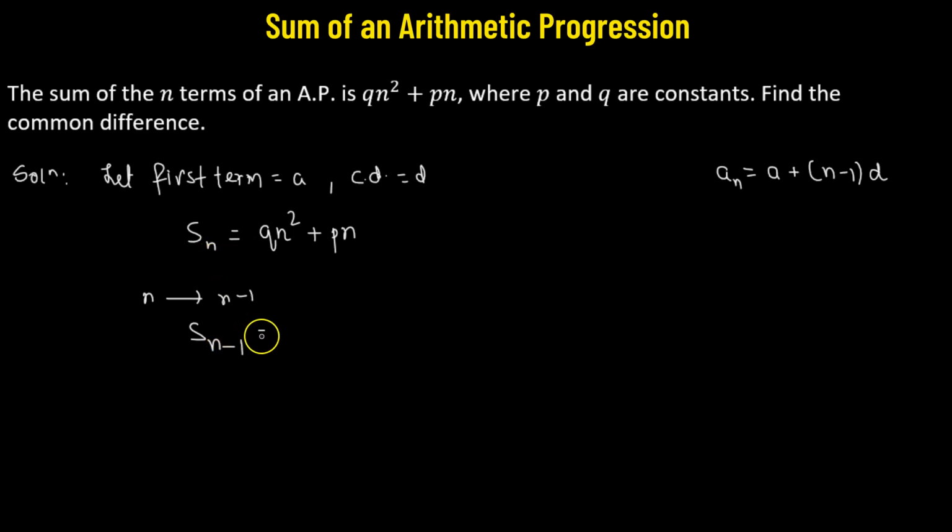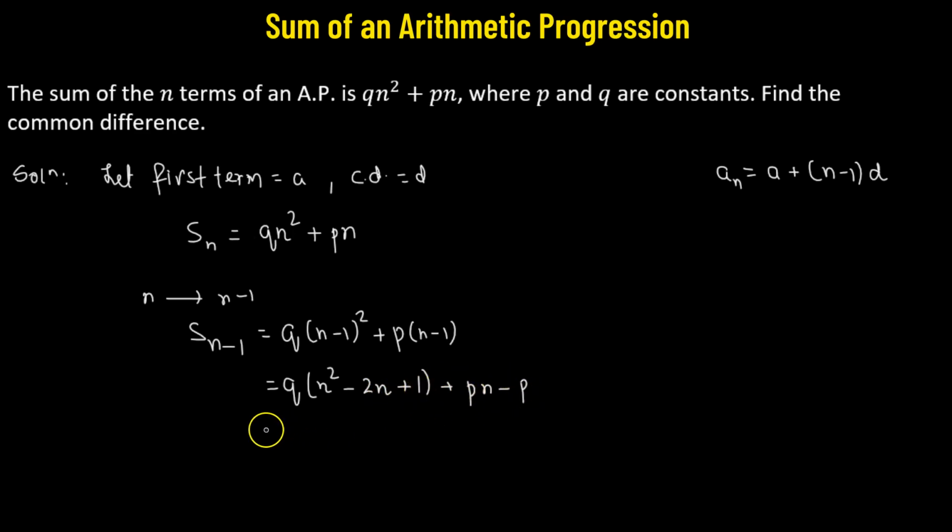So S of n minus 1 will be equal to q times n minus 1 whole squared plus p times n minus 1. So what we are doing here is substituting the value of n with n minus 1. So we have q multiplied by n squared minus 2n plus 1, plus pn minus p, which will be equal to qn squared minus 2nq plus q plus pn minus p.